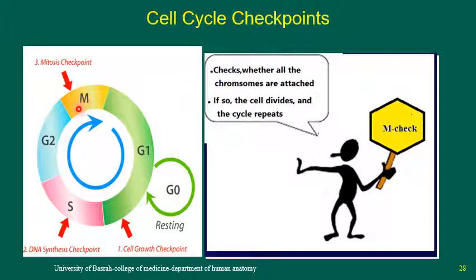The third checkpoint is located in mitosis, exactly at the metaphase stage, in which it checks whether all the chromosomes are attached and whether mitosis has ended. If so, the cell divides and the cycle repeats.